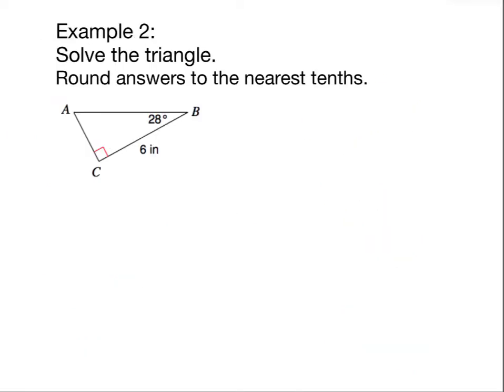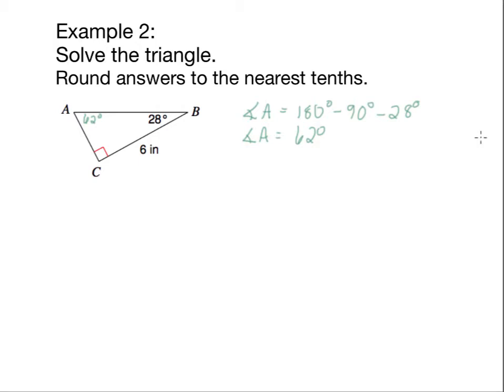Example 2, we're going to solve for the triangle. That means we need to solve for every missing piece. So first thing I'm going to look at is I need to find all my angles. Well, I know 2 of my angles inside, 28 degrees and 90 degrees. Recall that all angles of a triangle add up to equal 180 degrees. So angle A would be equal to 180 degrees minus 90 degrees minus the 28 degrees of the 2 angles I know. That gives angle A to equal 62 degrees.